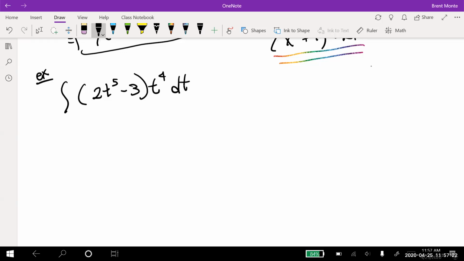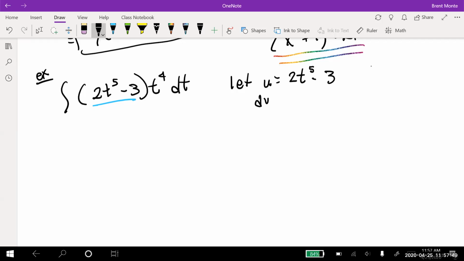All right, again, we look at the inside function. Here's the inside function. Let's erase the one that I have. Here's the inside function. So I'm going to let that be u. So I'm going to say, let u equal 2t to the 5th minus 3. It's not a minus, minus 3.